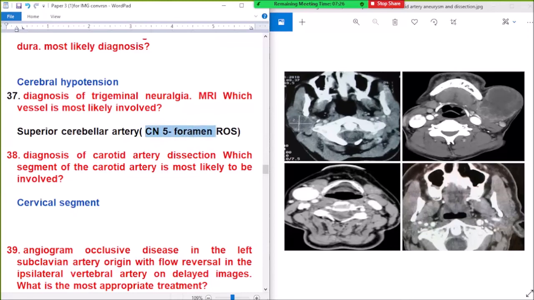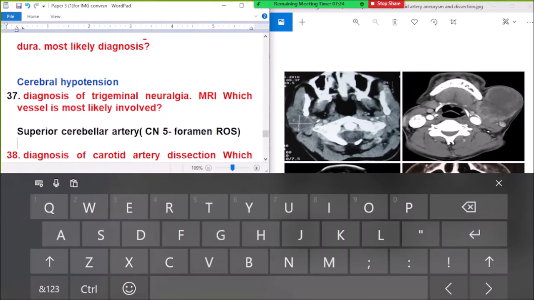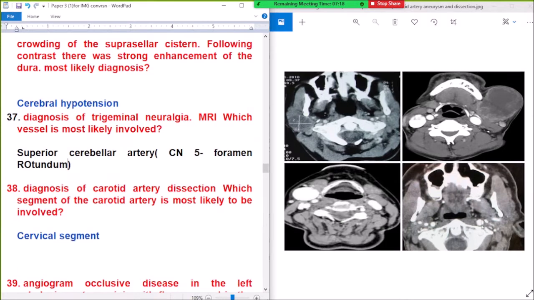Trigeminal nerve. So trigeminal, which vessel is most likely involved? Superior cerebellar artery. Trigeminal, which vessel is most likely involved? Superior cerebellar artery. It goes in the foramen rotundum.